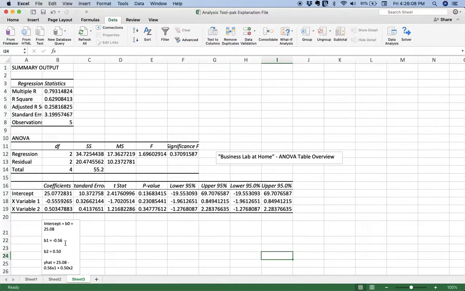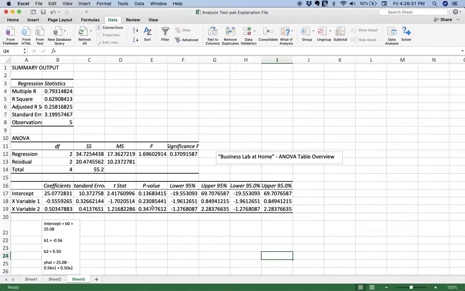So if I were to create my line of best fit formula, I would say that y hat equals 25.08, which is B0, minus 0.56 x1 plus 0.50 x2. And so I'm using multiple x variables to help me predict my y hat to come up with what I think y would be given those x's.